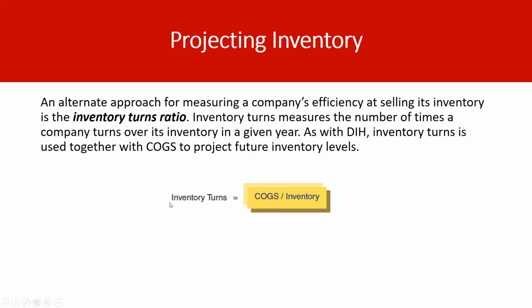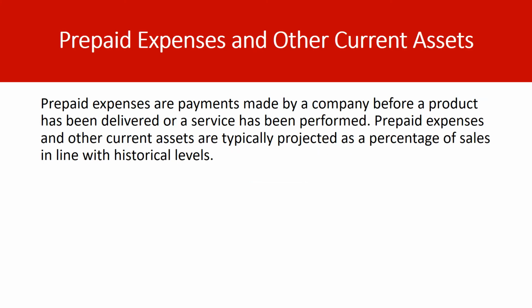And we'll talk about how these ratios are then used in projections. But this is just talking about the ratios themselves and analyzing the historic performance of each of the individual components. Okay? So what about prepaid expenses and other current assets?